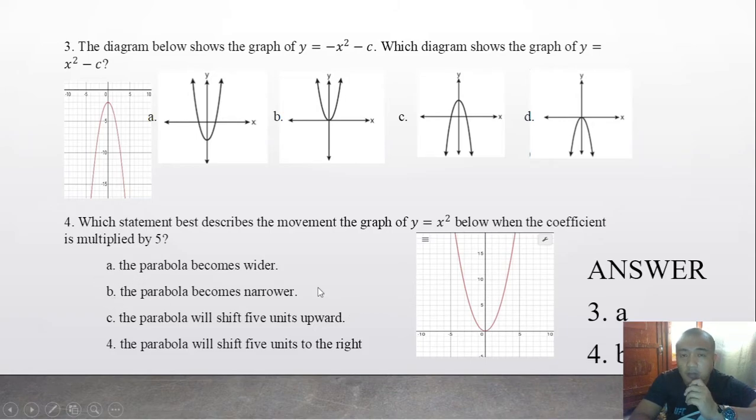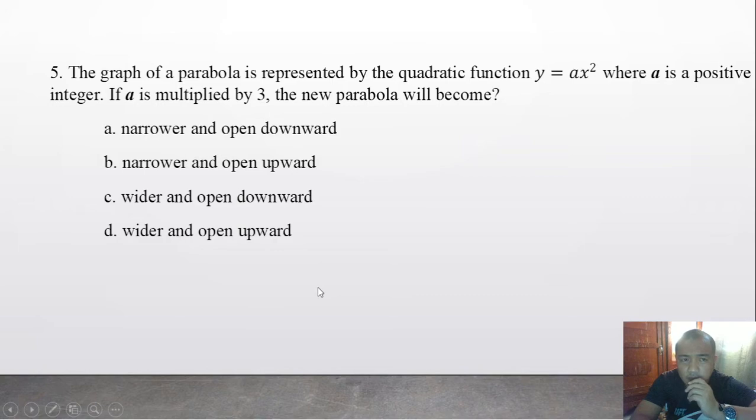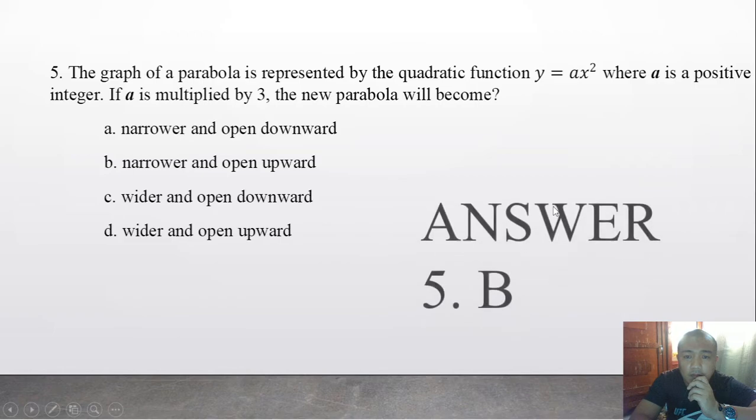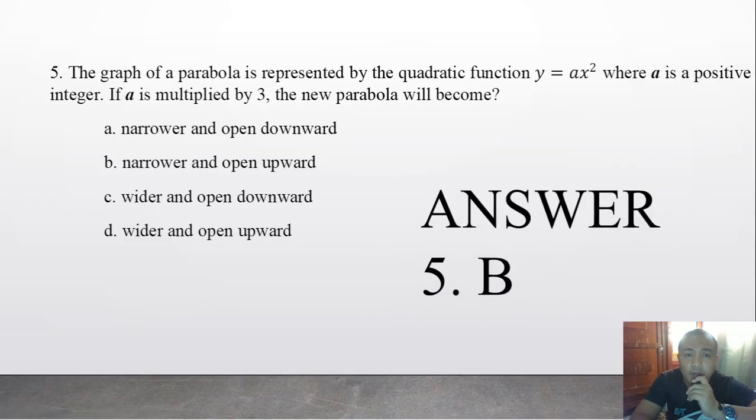B. Tama. Number 5. The graph of a parabola is represented by the quadratic function y equals ax squared, where a is positive integer. If a is multiplied by 3, the new parabola will become narrower and open upward.